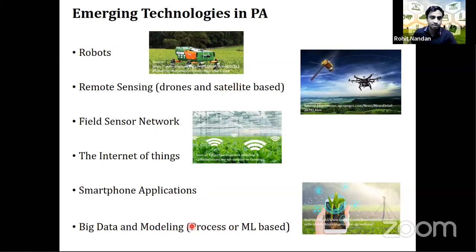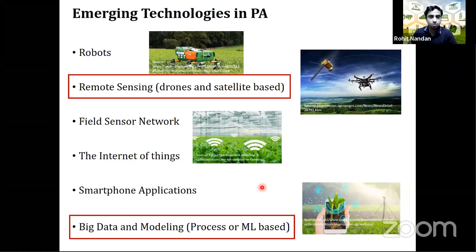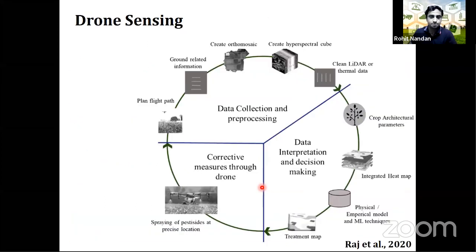Citizen science. And other things are modeling and big data analytics. Big data analytics, because we have a huge amount of data collected from all these different sources, that needs to be processed and used to get information. Without getting the information from this data, we will not be able to make any decisions. So there, the role of process-based or machine learning-based models comes in. I will be focusing on these two things: drone-based remote sensing and process-based techniques.